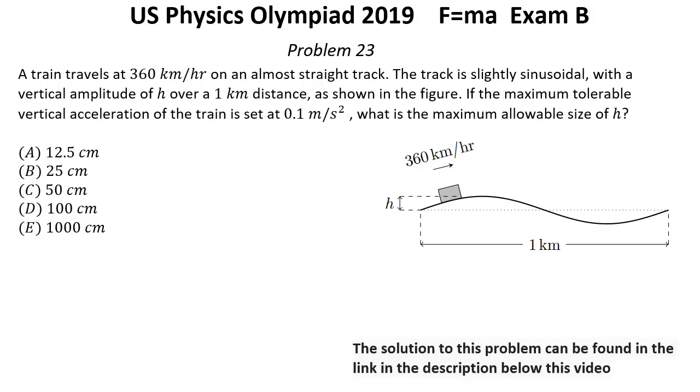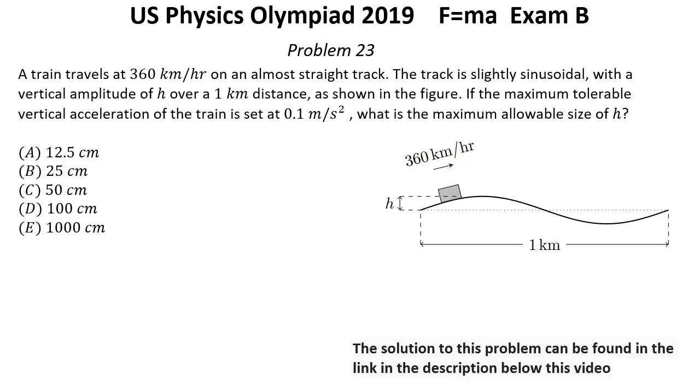Problem number 23. A train travels at 360 kilometers per hour on an almost straight track. The track is slightly sinusoidal with a vertical amplitude of h over 1 kilometer distance, as shown in a figure. If the maximum tolerable vertical acceleration of the train is set at 0.1 meters per second squared, what is the maximum allowable size of h? Solution for problem number 23.